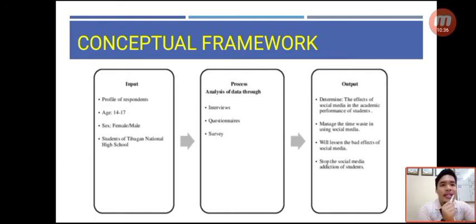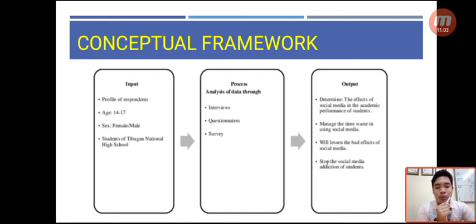Next, the process. Analysis of data through interviews, questionnaire, and survey. So, ilalagay lang po dun sa process ay yung interview, questionnaire, and survey. Yun na po yung ilalagay dun. Then, the output, ang lalagay po dun sa output is determine the effects of social media and academic. So, maglalagay po kayo ng factors na related sa inyong thesis title.